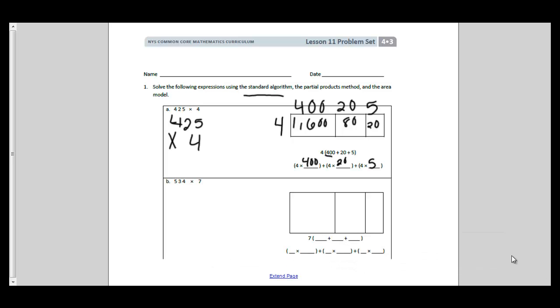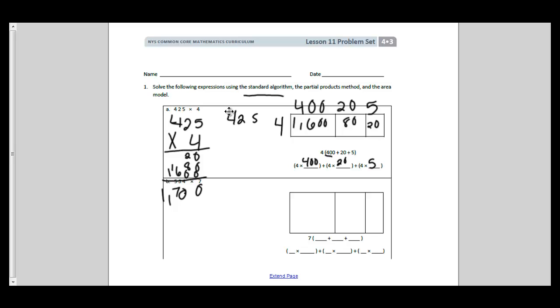And so first we're going to do partial products. And I wrote this a little bit smaller. So let's start with 5 times 4, which would be 20. 20 times 4, which is 8 tens, which is 80. And then 4 hundreds times 4, which is 16 hundreds. Add it all together, which would be 1,700. And then I'm going to use standard algorithm right next to it.